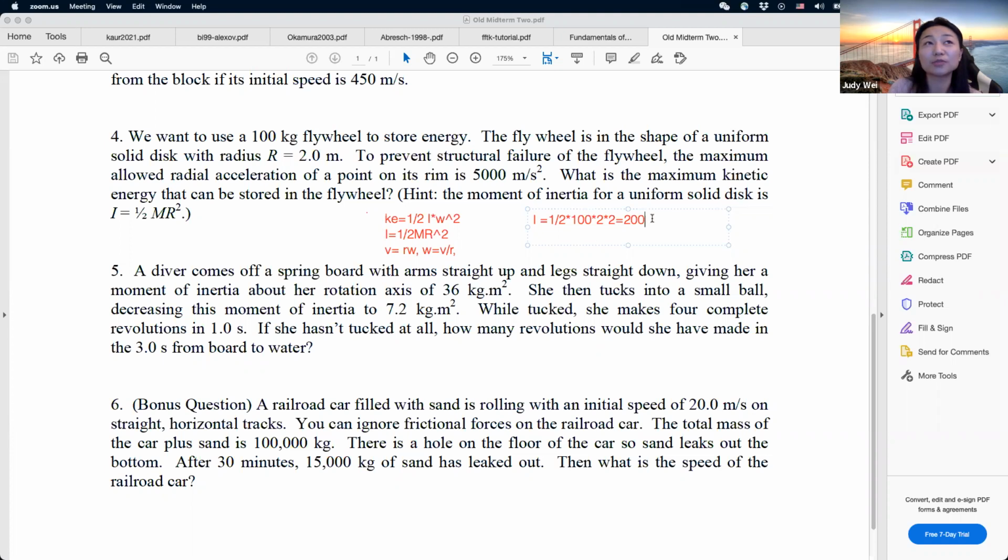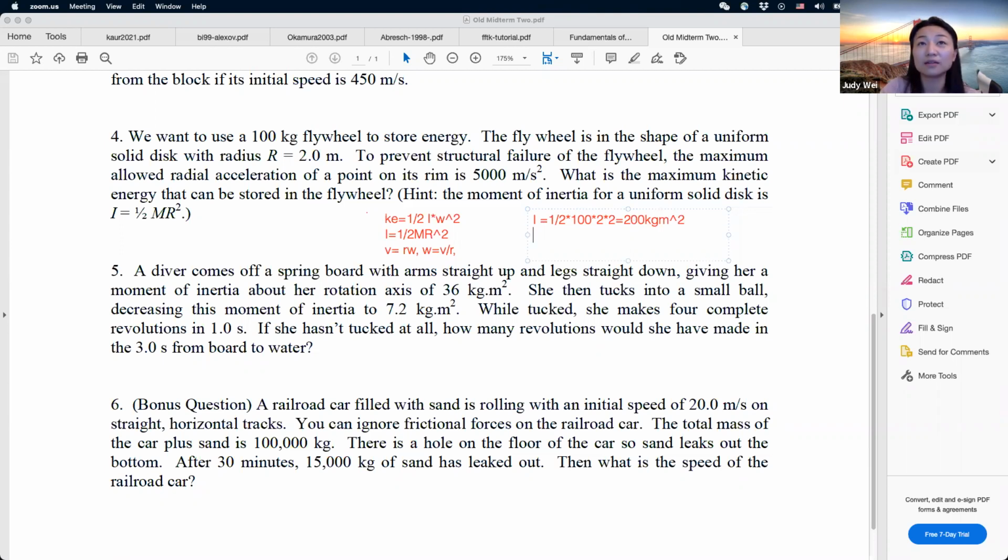Kilometer square, I don't remember. Do you guys remember the unit? Okay, we can just try to calculate here. Kilogram, because this is kilogram, right? This is kilogram. This is meter square.